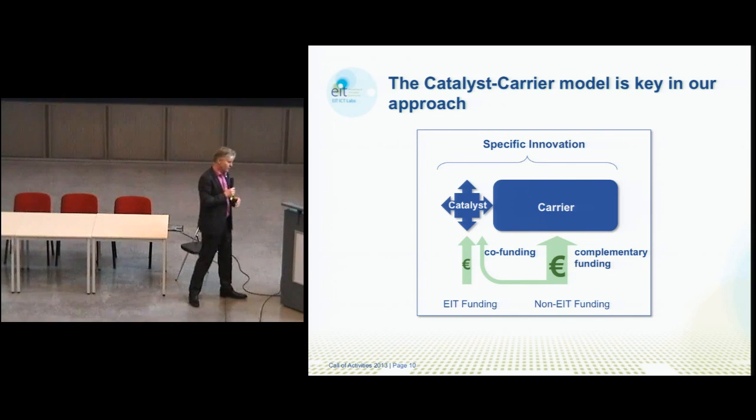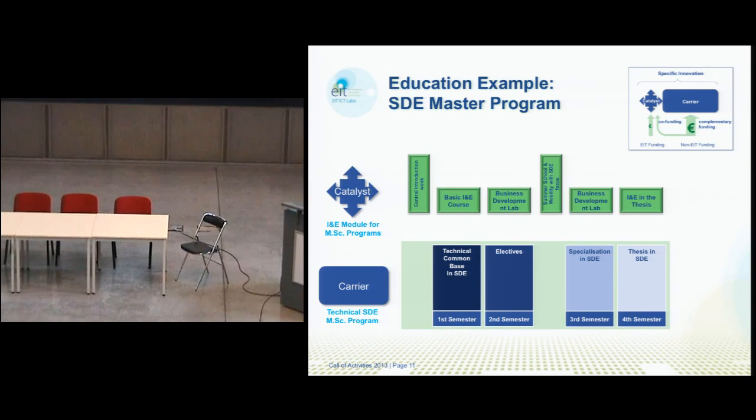And just to show a little bit of an example how this then works, if you look at this picture, this is what we are doing in education. We take an existing master program, a technical major. It's service design engineering here. It's an existing technical master course of 2 years. What we do, we cut out 25%, and what we develop in EIT ICT Labs is so-called innovation and entrepreneurship modules. Those are the catalysts.